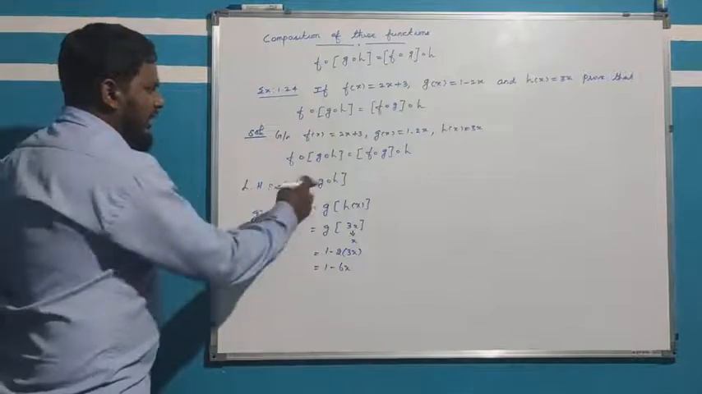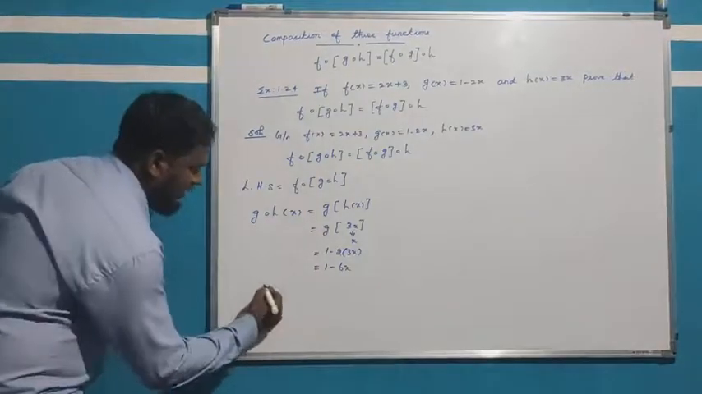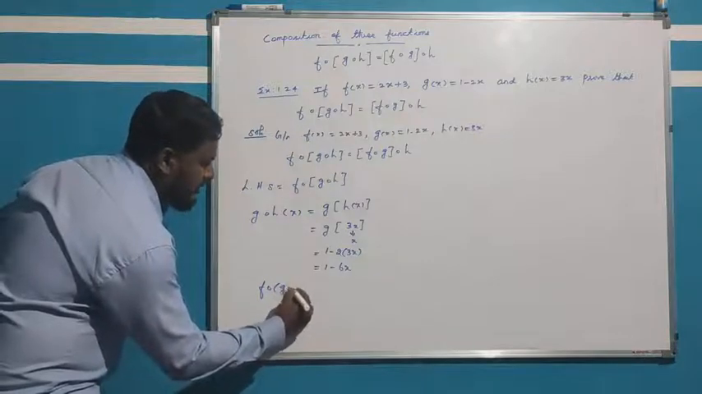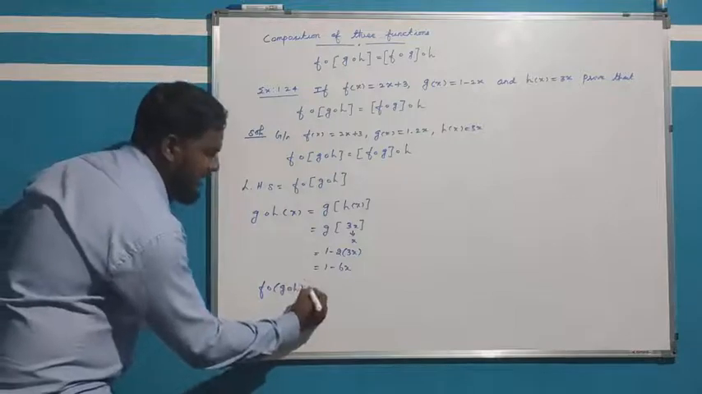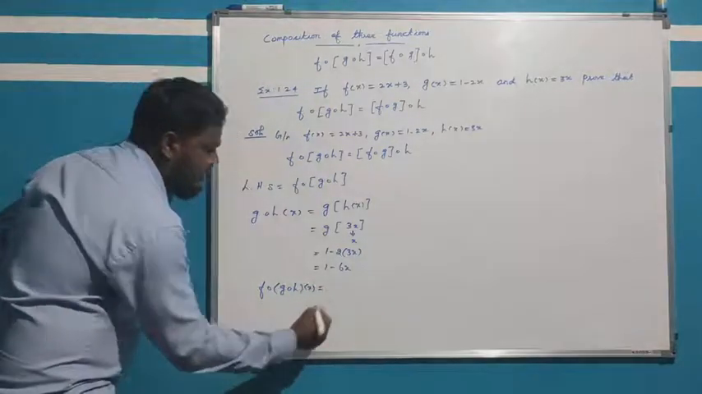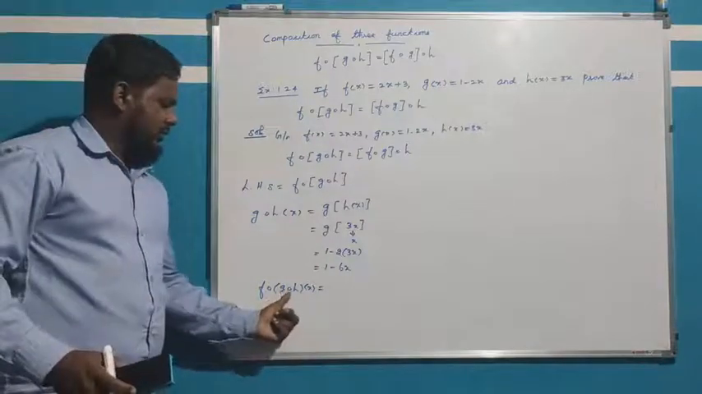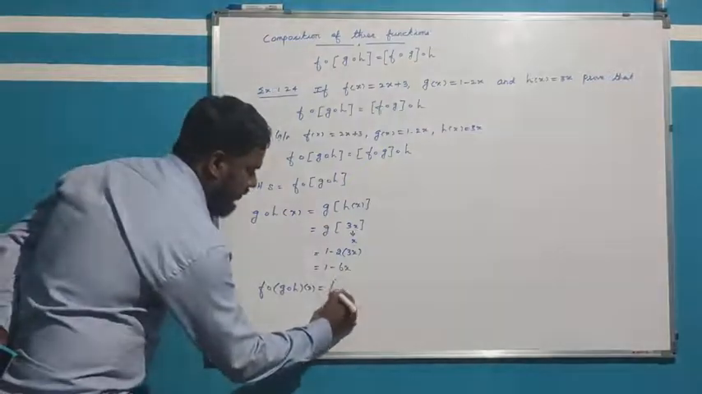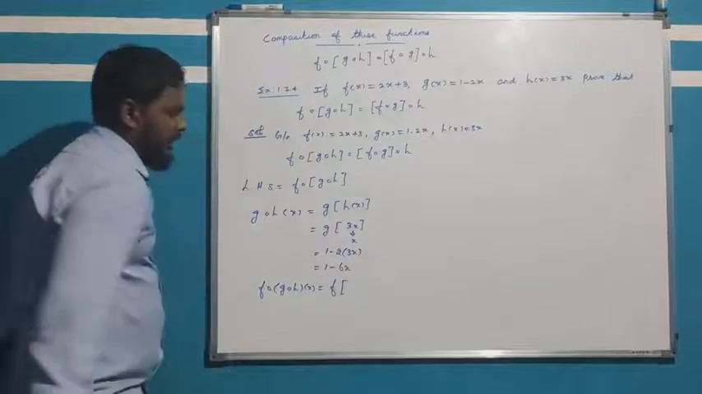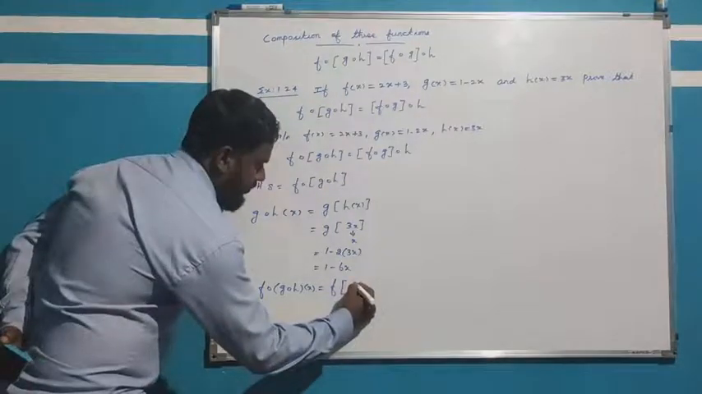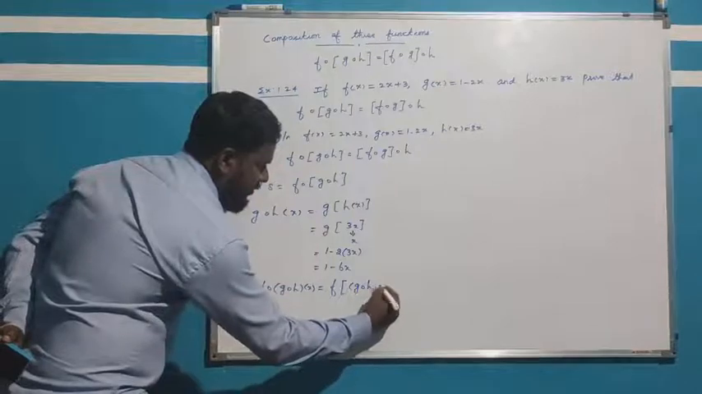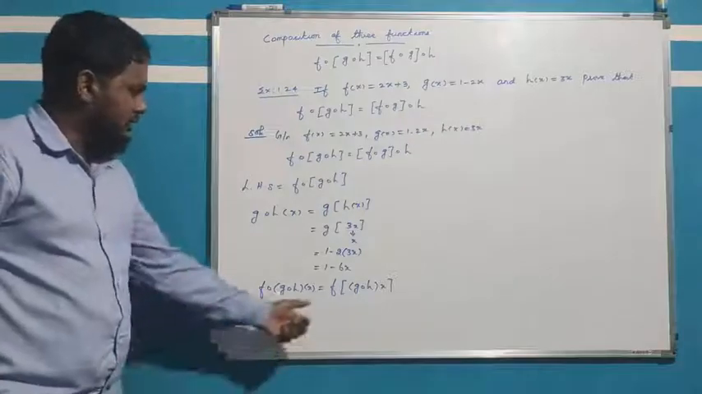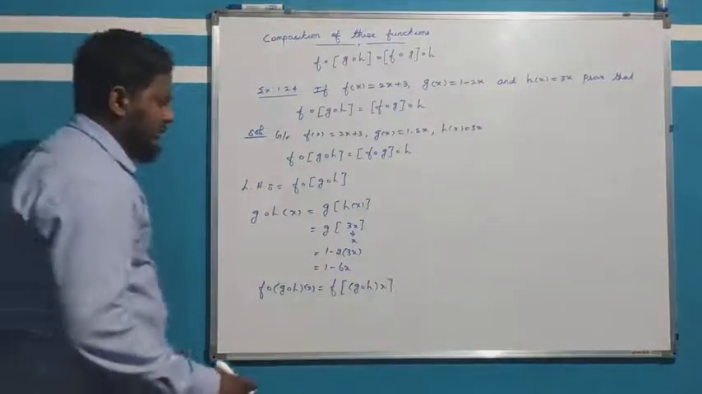After that we can find the full LHS. What is the LHS? f composite (g composite h) of x. Now on the other side, it will be f of (g composite h) of x. Now (g composite h) of x will come.